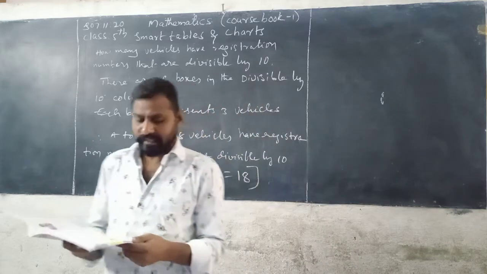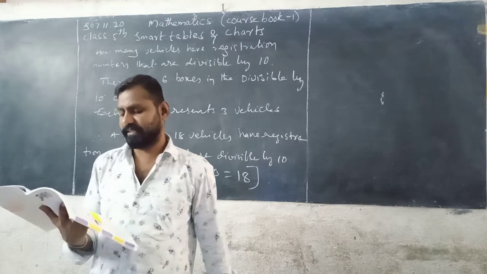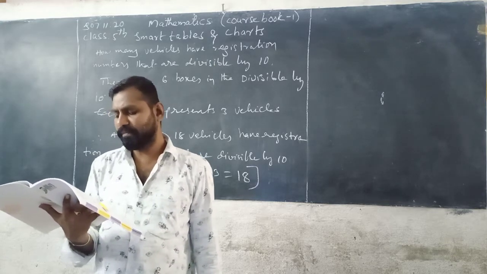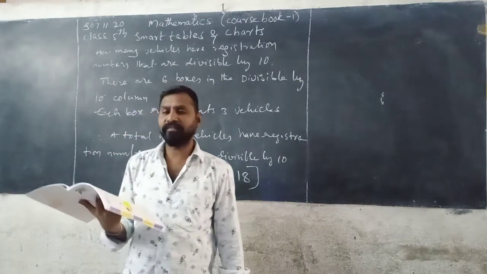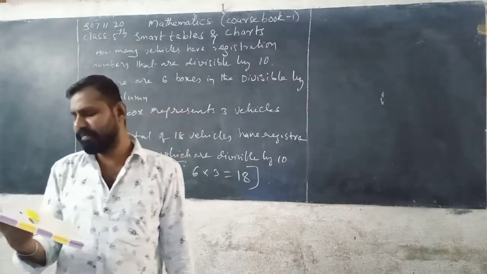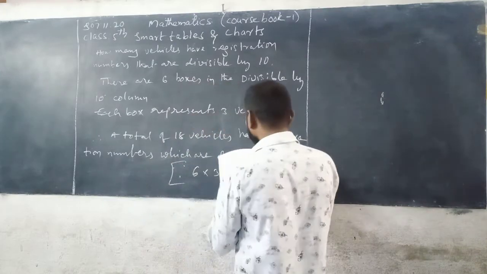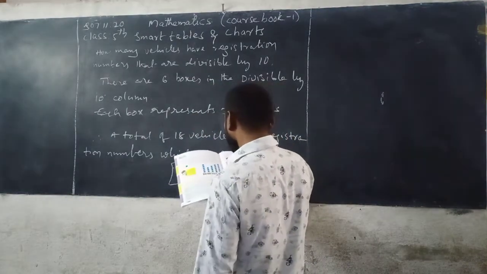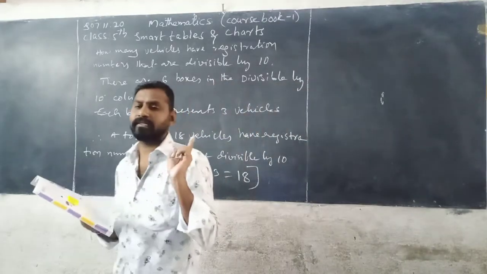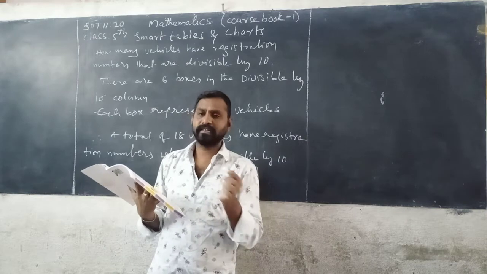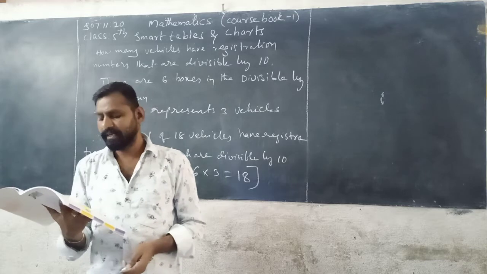Now next one, third question. Which two categories have the same number of vehicles? See here, divisible by 2 and divisible by 5 categories have the same number of boxes. Divisible by 2 means here 1, 2, 3, 4, 5, 5 3s is 15. Divisible by 5, 1, 2, 3, 4, 5. 5 3s is 15. Each box represents 3 vehicles. 5 3s is 15 in divisible by 2 as well as in divisible by 5.